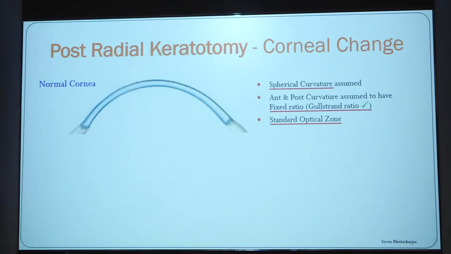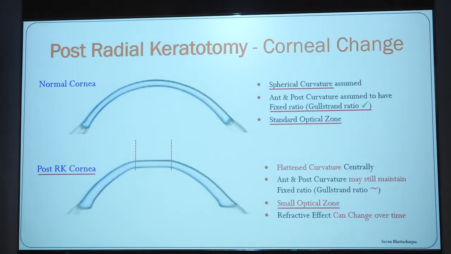So now these are the three things where we need to see the difference between the LVC and RK. In a normal cornea, the spherical curvature is assumed, the anterior and posterior curvature have a fixed ratio, and you have a standard optical zone. These are the basic guidelines, three tenets on which everything is based. Now in RK, it's a flattened cornea centrally. The anterior and posterior corneal curvature may still be maintained, as I said, but the optical zone has been reduced. And the refraction will change, to add insult to injury, over time.